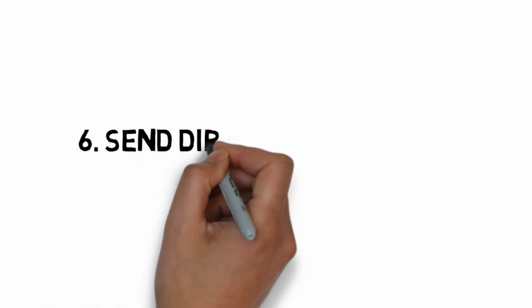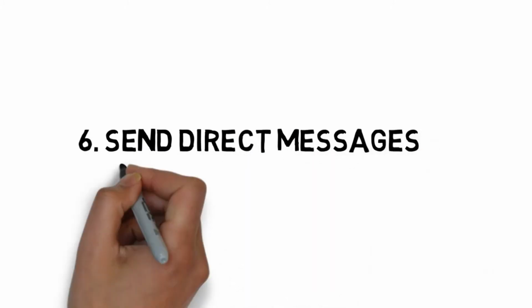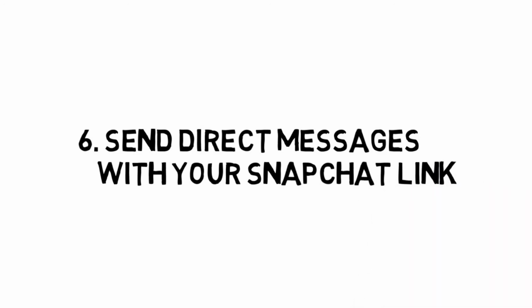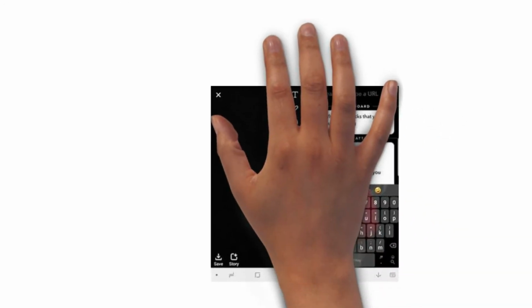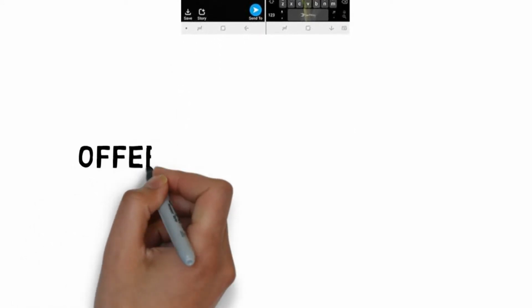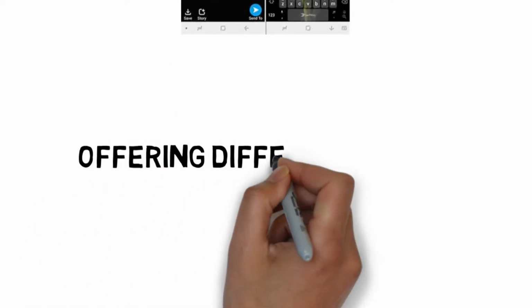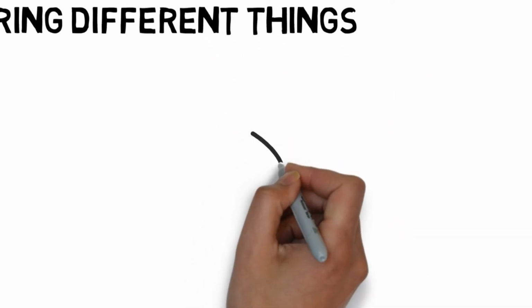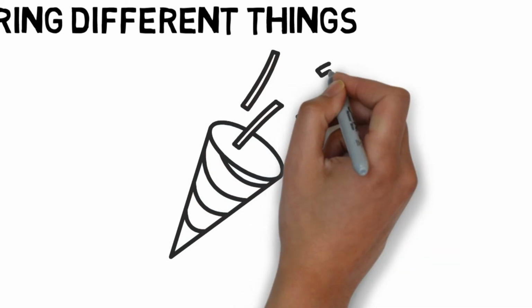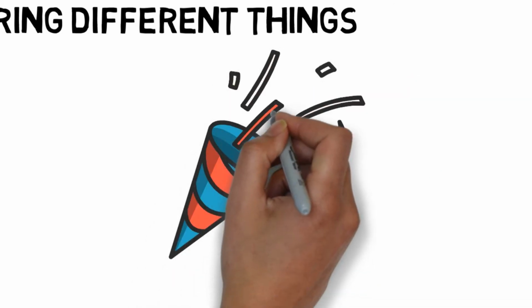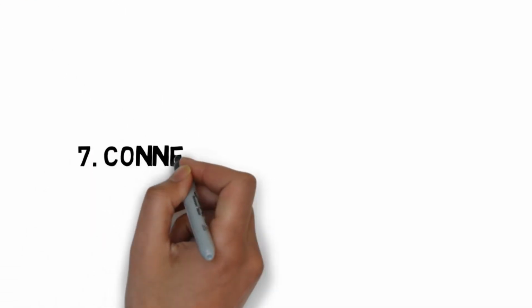6. Send direct messages with your Snapchat link. When you use other social media networks, you can request your followers to check your Snapchat account. Many of them will decide to follow you because they want to get your updates. Mention that you will be offering different things on Snapchat and not just your usual stuff. You can write something simple to invite them. For example, explain that you have created a new account and the content they receive and any other benefits of your Snapchat followers.